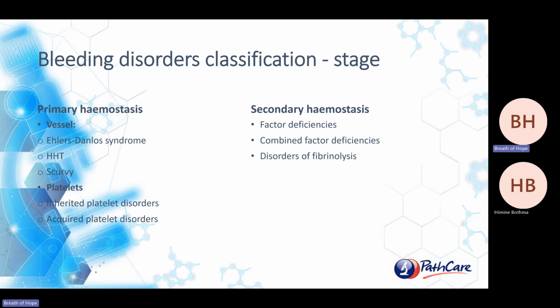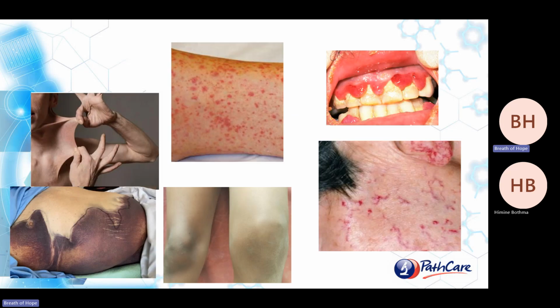Just one thing to note is that when patients are bleeding, we often forget about the vessel abnormalities, the contribution of that, the collagen diseases and all of that. Everybody kind of just zones to the coagulation factors, the platelets, but it's important to keep in mind that's not the only abnormality you can detect. Please keep in mind that there can be vessel disorders as well that's contributing to the clinical picture here. Secondary hemostasis will be your factor deficiencies, whether alone or combined, and then disorders of fibrinolysis.